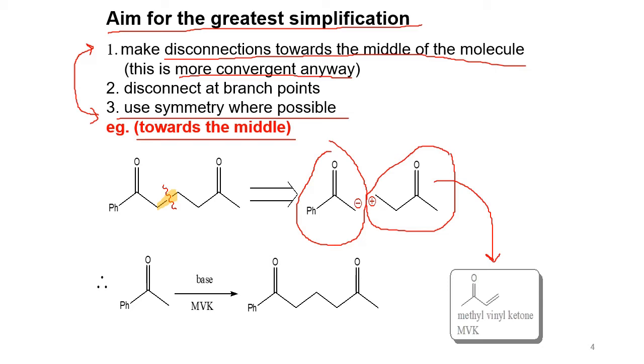So what happens is that when you have a ketone, you react it with base, and then you react with methyl vinyl ketone. So you will get a diketone compound. If you write the synthesis, it is using the concept of aldol reaction.